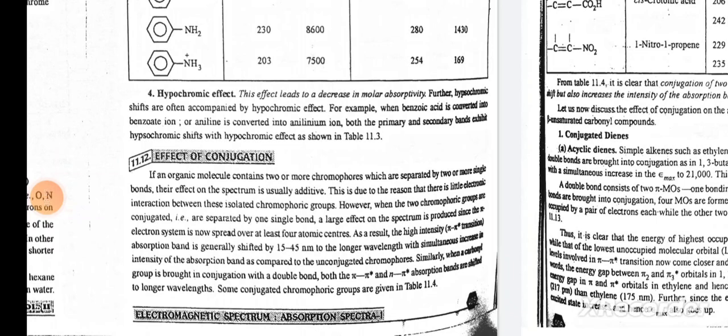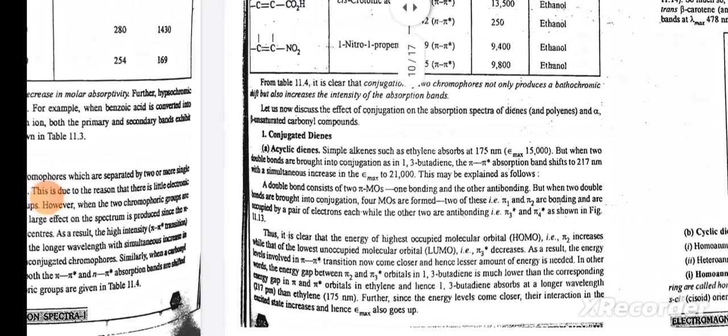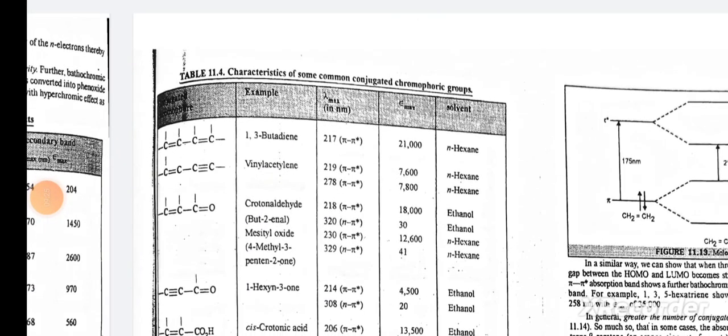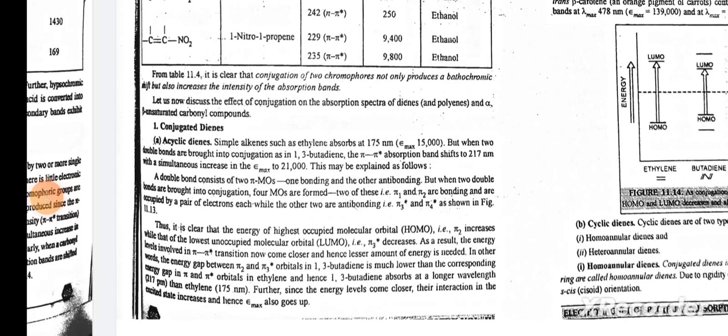The high intensity pi to pi star transition absorption band is generally shifted by 15 to 45 nm to the longer wavelength with a simultaneous increase in intensity of the absorption band as compared to the unconjugated chromophore. Similarly, when a carbonyl group is brought in conjugation with a double bond, both the pi to pi star and n to pi star absorption bands are shifted to longer wavelengths. Some conjugated chromophoric groups are given in table 11.4. Table 11.4: characteristics of some common conjugated chromophoric groups. From table 11.4, it is clear that conjugation of two chromophores not only produces a bathochromic shift but also increases the intensity of the absorption bands.